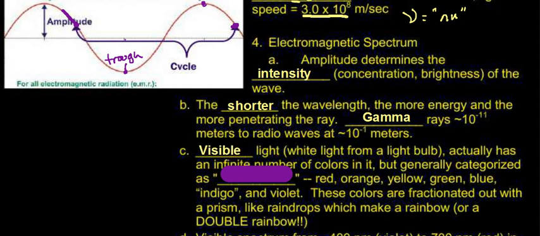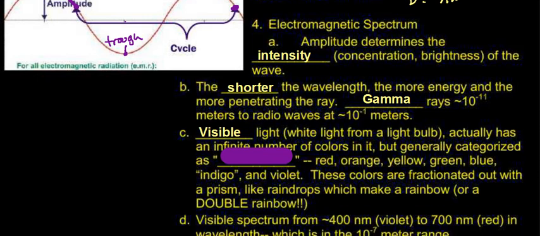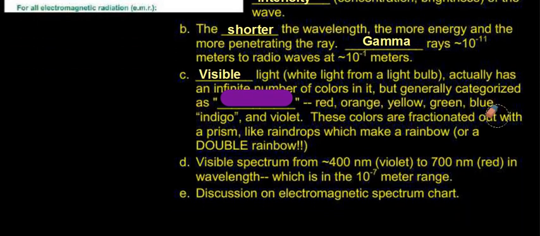Visible light, in other words, like white light from a light bulb, actually has an infinite number of colors in it, but is generally categorized as Roy G. Biv: red, orange, yellow, green, blue, indigo, and violet. These colors are fractionated out with a prism, or like raindrops, which make a rainbow, or a double rainbow, all the way. Oh my gosh! Or the diffraction gratings that we used in class. And so that also fractionates the light.